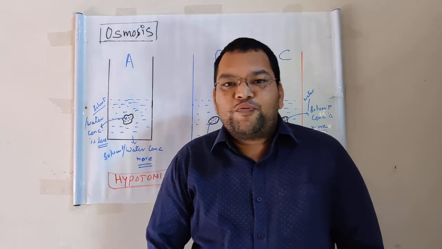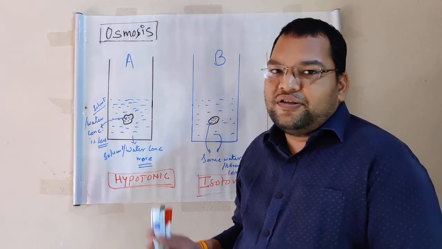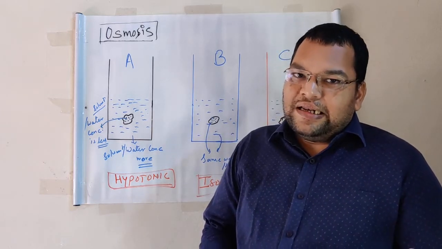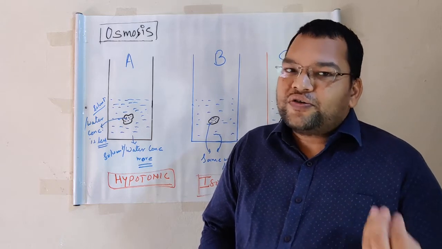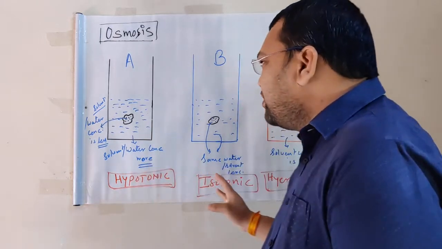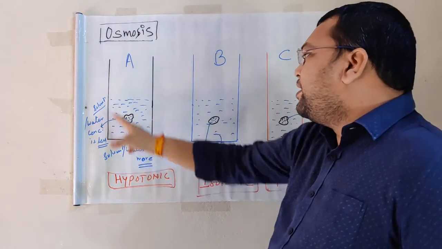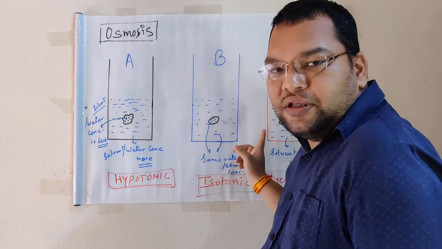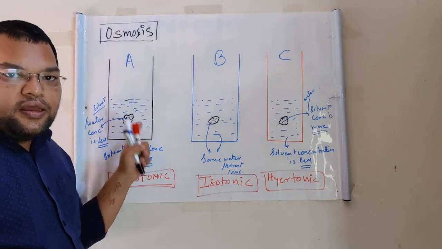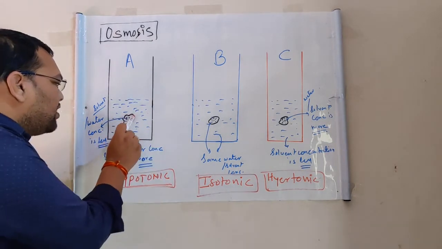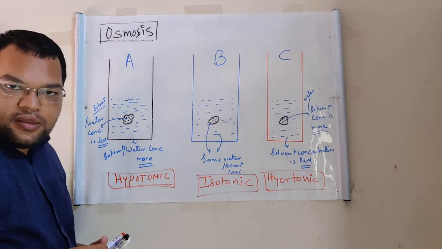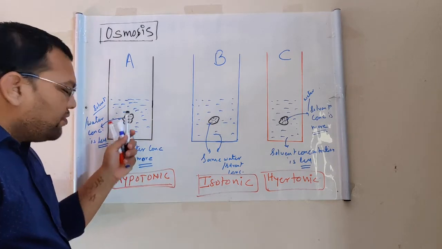Now, what happens if we put an animal cell or a plant cell in water or in a sugar solution? On the board, I draw three containers: container A, container B, and container C. In the first container, I put the animal cell or the plant cell in water. Now what happens?